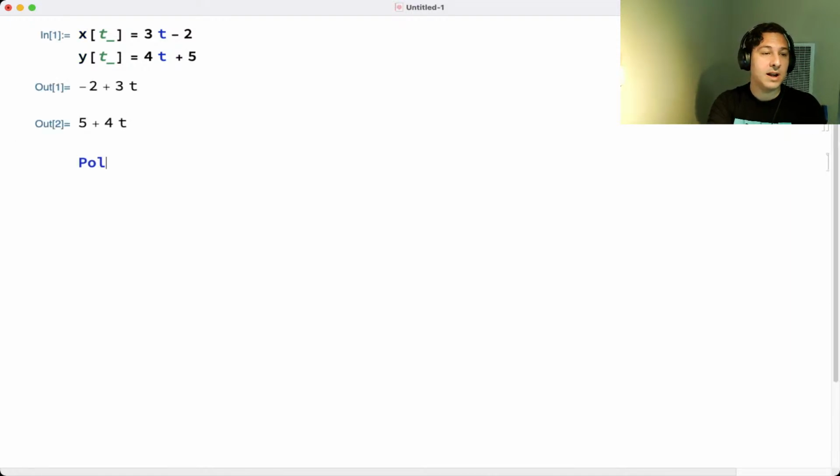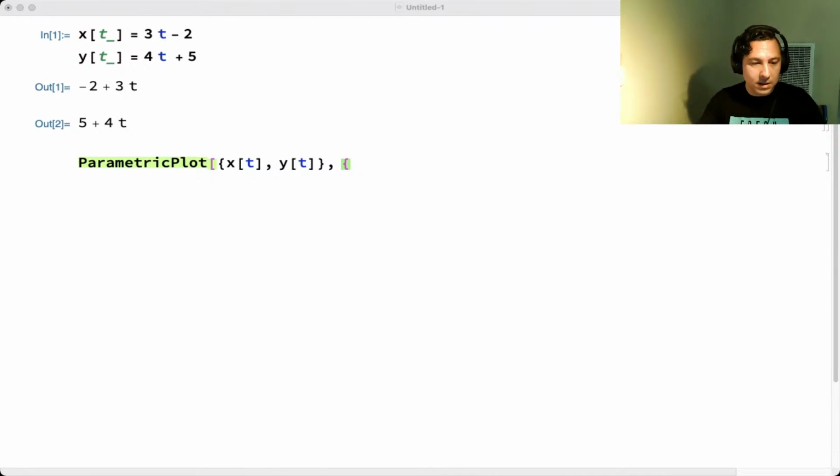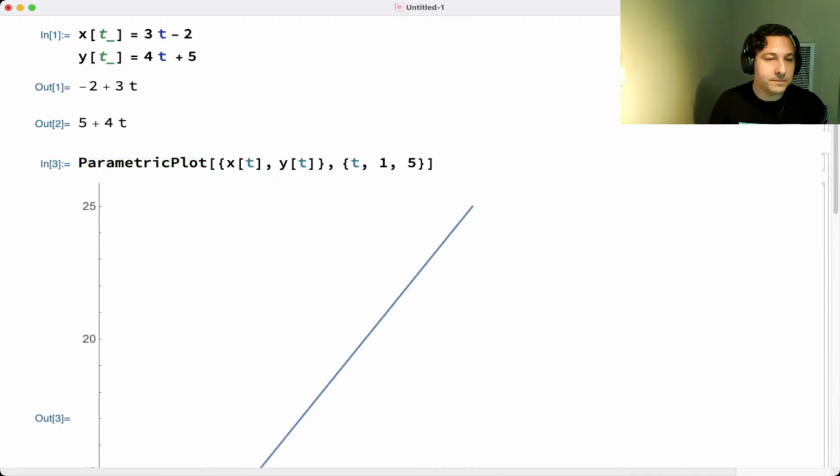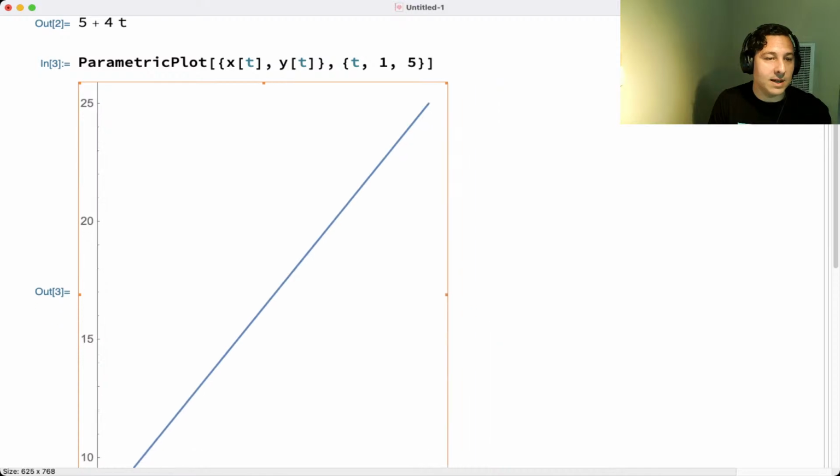Graph that. Okay, so now you can graph it by doing not polar plot, parametric plot. You give it your x and y coordinates. I'll give it x of t, y of t. I defined those functions already. And we're gonna find the arc length for t between 1 and 5. So let's look at the graph where t goes from 1 to 5. You can see that you get a line segment.